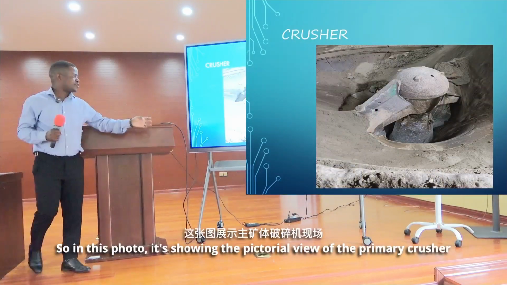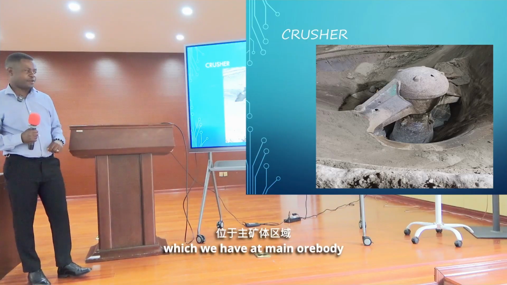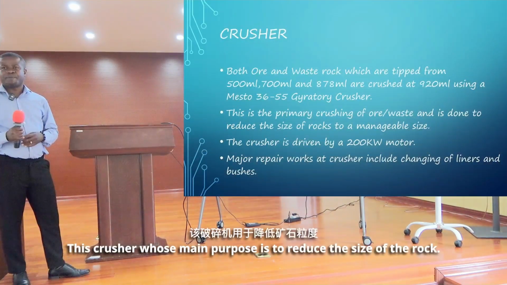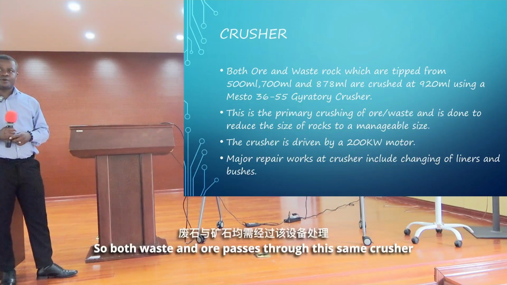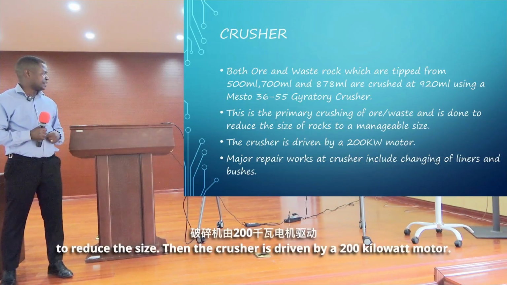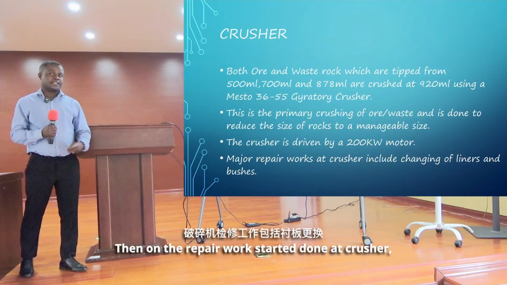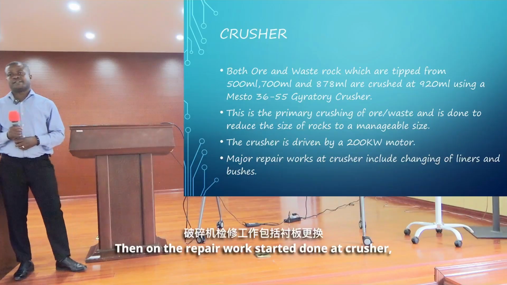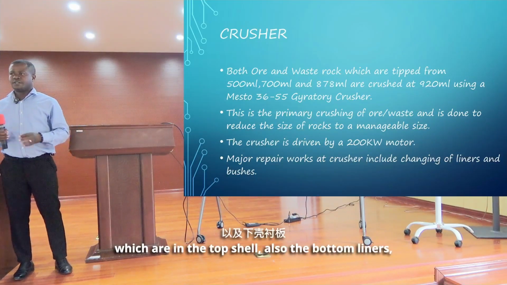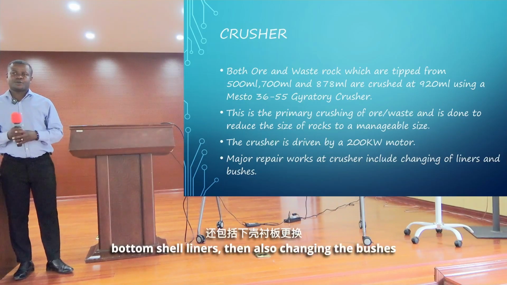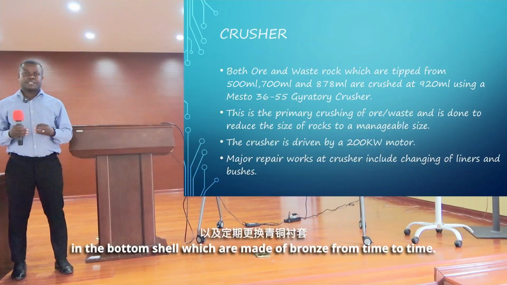In this photo, it's showing the pictorial view of the primary crusher, which we have at Main Body. This crusher's main purpose is to reduce the size of the rock, so both waste and ore pass through this same crusher. The crusher is driven by a 200 kilowatt motor. On the repair works that are done at the crusher, we're changing the liners, which include the concave liners in the top shell, also the bottom shell liners, and also changing the bushes in the bottom shell, which are made of bronze, from time to time.